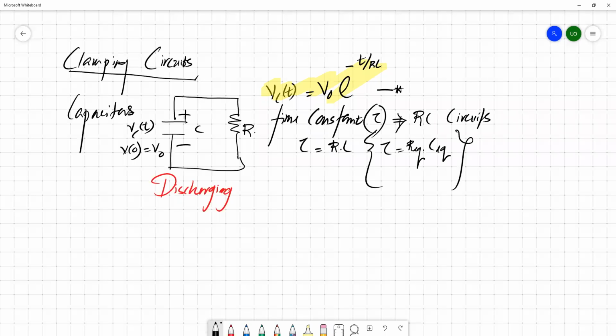The C equivalent and R equivalent mean that if you have multiple resistors and capacitors, there may be an approach to simplify the circuit into a single equivalent capacitor and single equivalent resistor. In that case, this RC circuit has a time constant equal to the product of R equivalent and C equivalent. If you have a single resistor and single capacitor, just the product gives the time constant. The time constant gives an indication of the rate of charging or discharging.